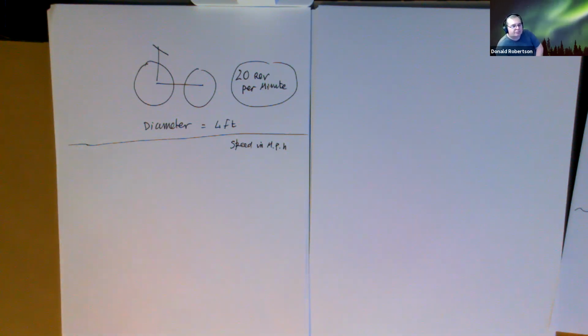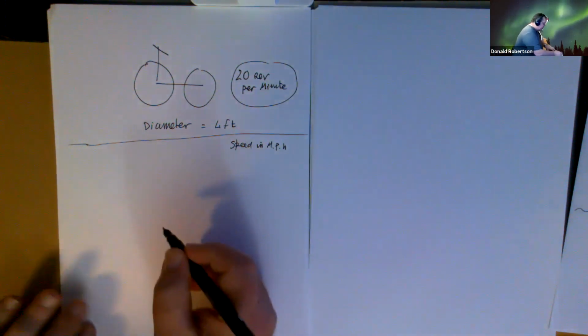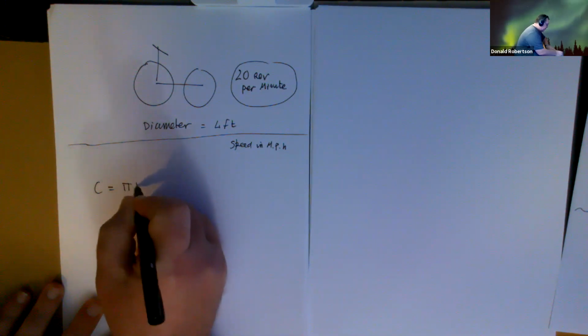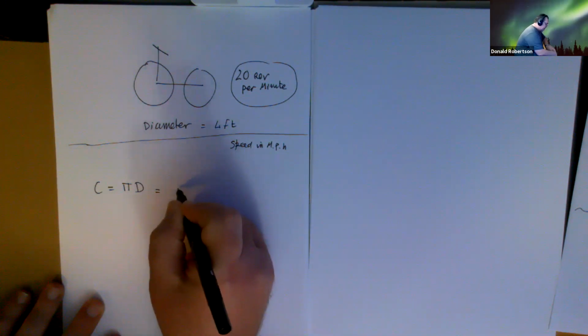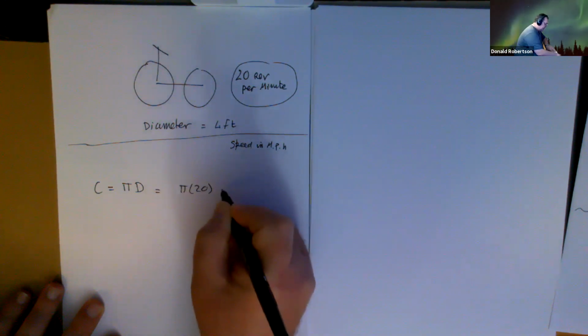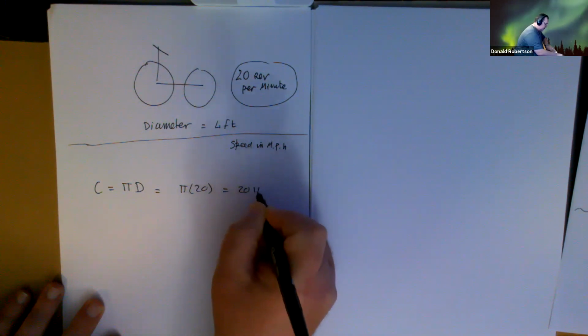So this bicycle wheel, this person is riding his bicycle. He goes with 20 revolutions per minute. The diameter of the wheels are 4 feet. Find his speed in miles per hour. So that's the storyline built up. So first thing I'm going to do is get the circumference of that wheel. And that's going to be pi times 20, which is what? 20 pi, right?